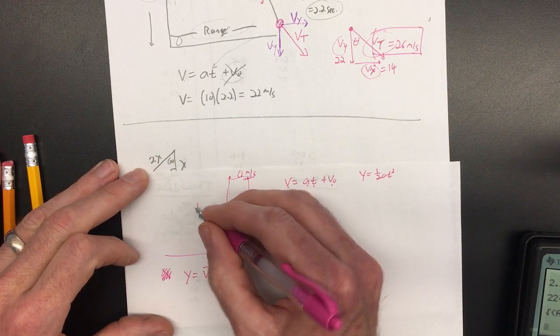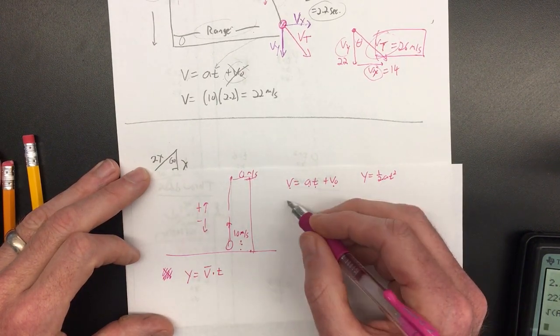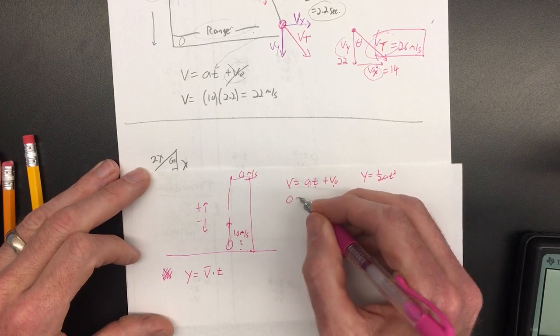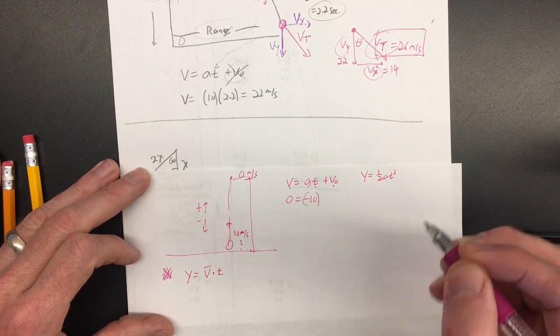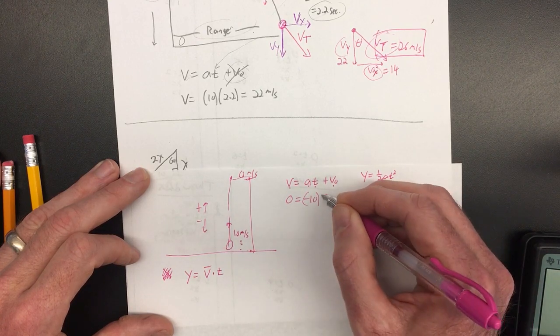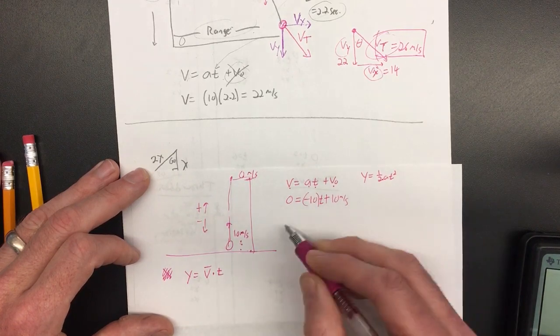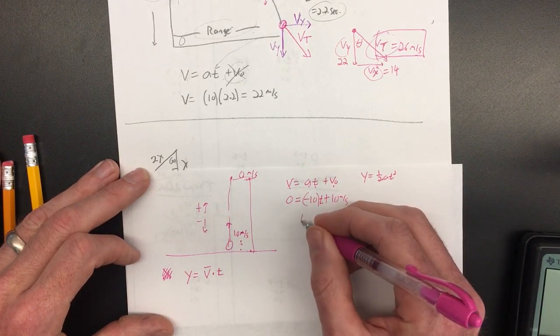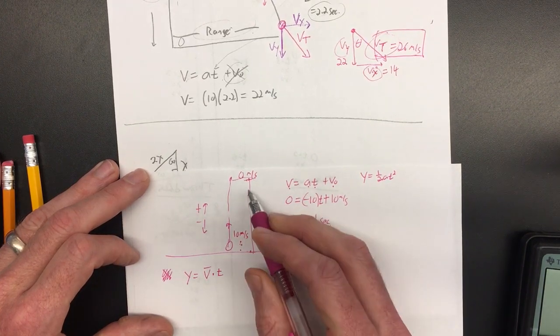So usually we're going to pick positive in the up direction and negative in the down direction, right? So what does that mean? It means in this equation we're going to say 0 equals gravity. This time I'm going to put in -10 for gravity, times time, plus my initial velocity of 10 meters per second. And then I think you can see that the algebra here is going to tell us that t equals 1 second. So 1 second to get to the top of its path.